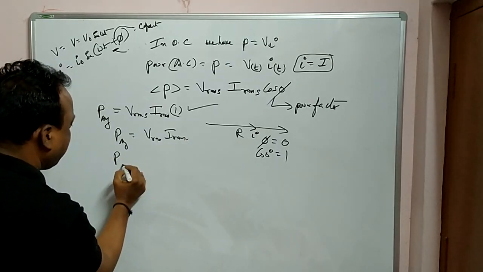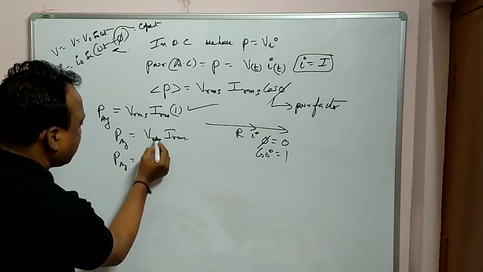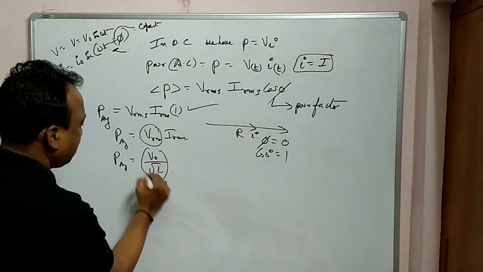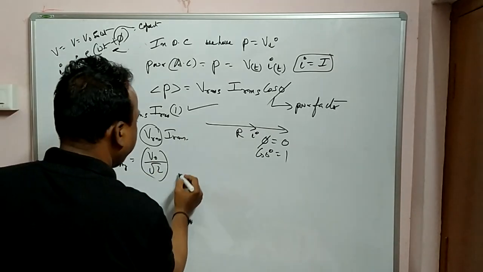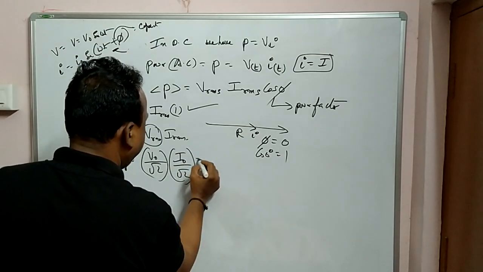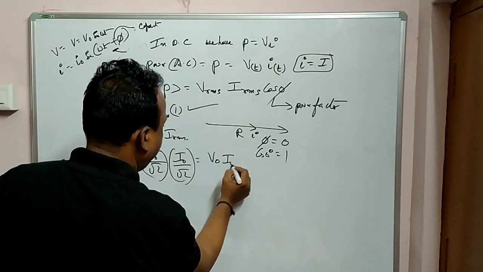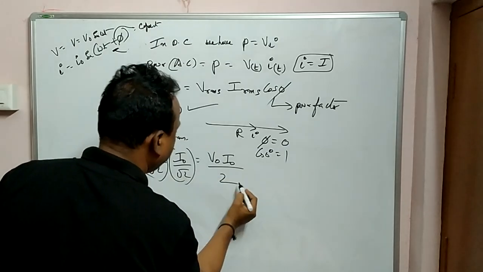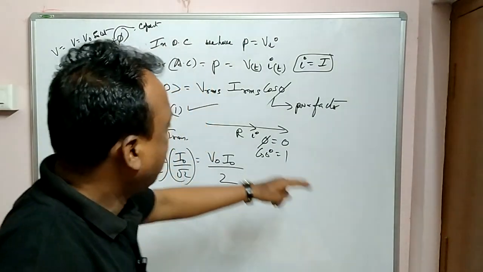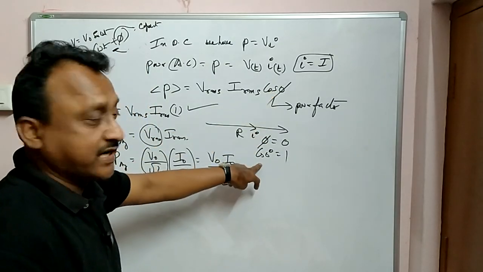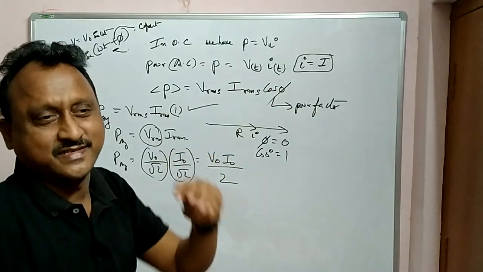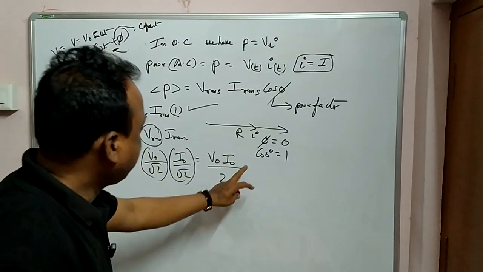So average power is given by Vrms into Irms. But we also know the values. What is Vrms? V0 by root 2, from before. What is Irms? I0 by root 2. So finally what happens? V0 into I0 by root 2 into root 2. So this is the value for average power when there is only a pure resistor, when no inductor and capacitor is there. Clear?